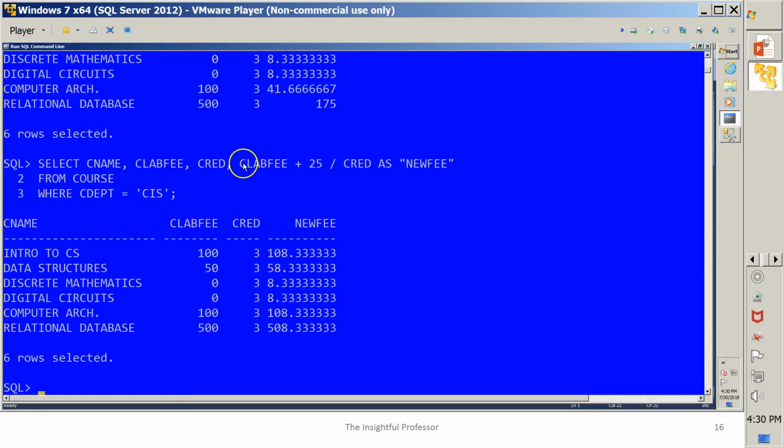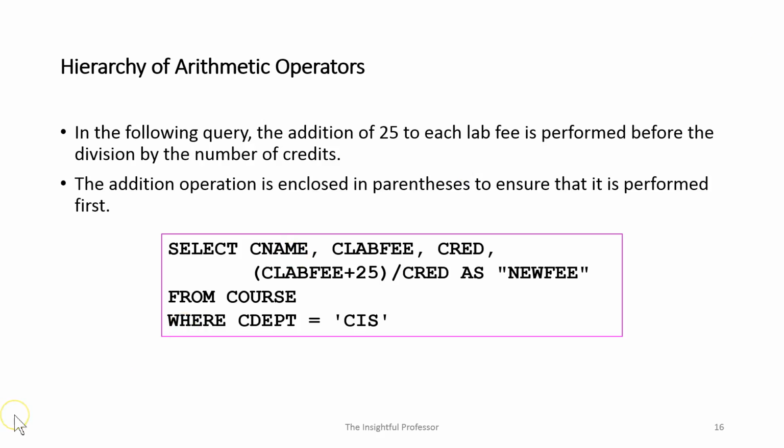So now we take whatever the current lab fee is and add to it the result of the division, which we had noted was 8.3333 and so on. So now you've got 50 plus 8.3333. There you go. 100 plus that 8.333 and so on. So clearly the order in which the operators were applied or evaluated has changed. It's now the default operator precedence. Let's return to our presentation and see what else we have.